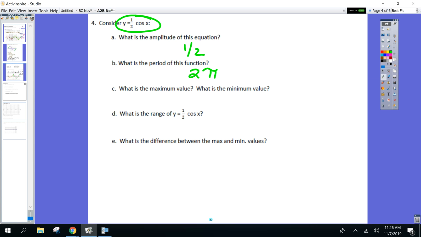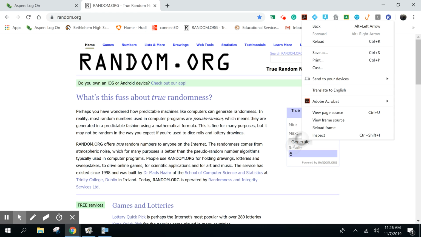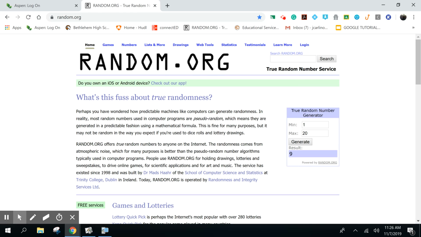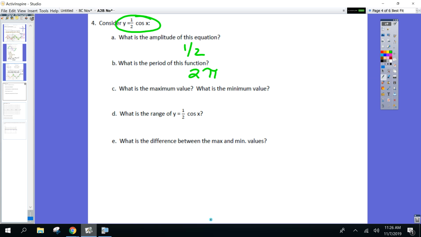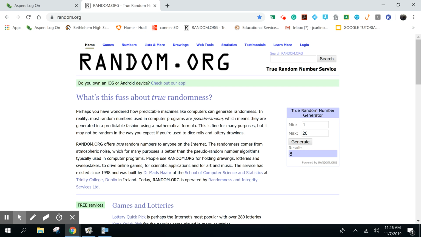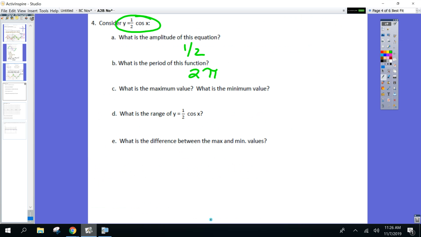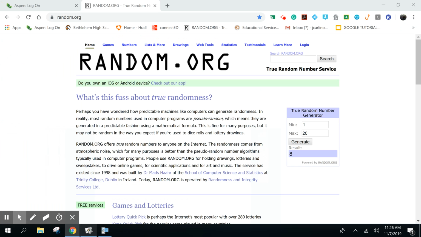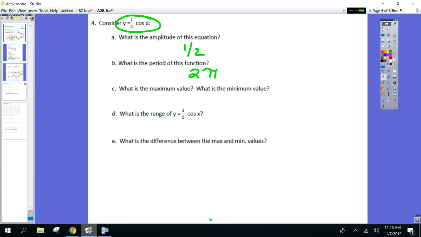What's the minimum and the maximum value then? Okay, let's hear from 9. -1/2 and +1/2. Which is which? The maximum value is 1/2. Yep.